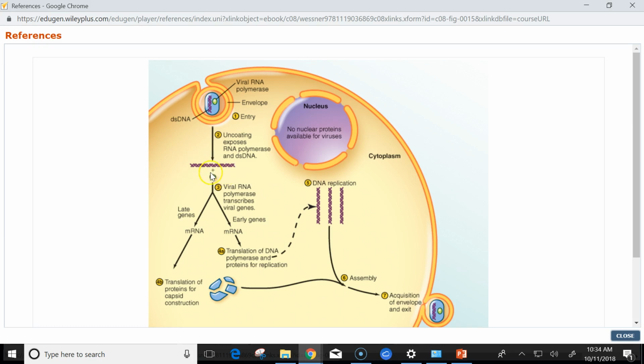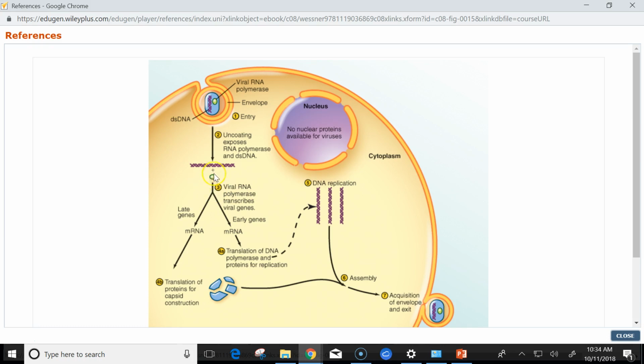But it has its own RNA polymerase. So from its DNA, it makes messenger RNA. And that can be translated by the ribosomes and made into their protein coat. And then they could just use our enzymes to copy their DNA into more DNA. So that's the easiest one, right?